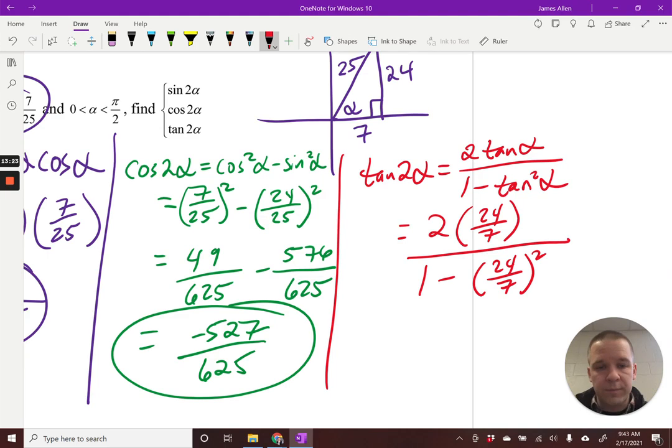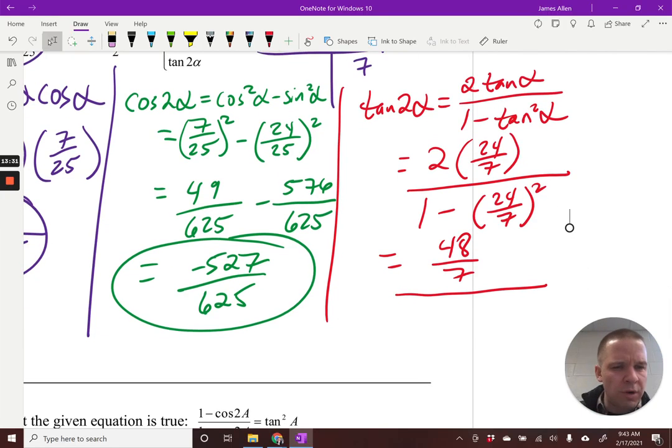Now let's do a little bit of work. We've got 48 over 7 all over, and that's going to be, the 24 over 7 squared is going to be over 49, right? 576 over 49. So I'm going to jot that down.